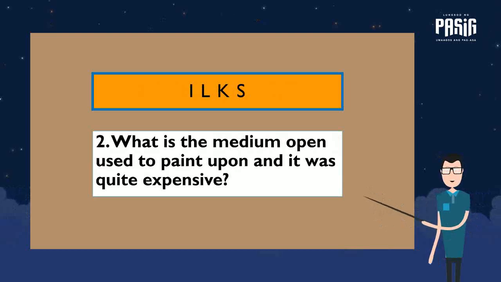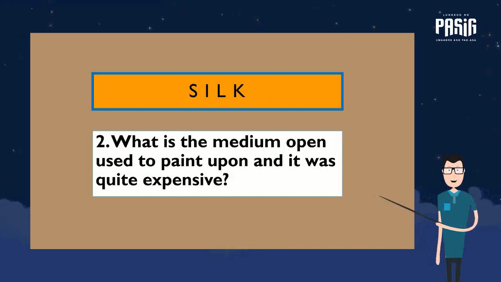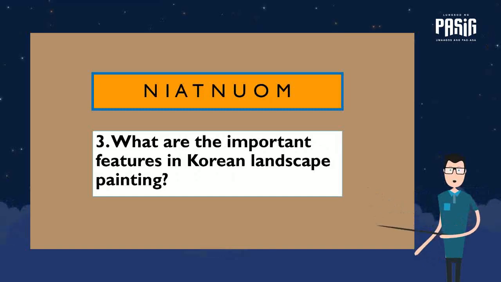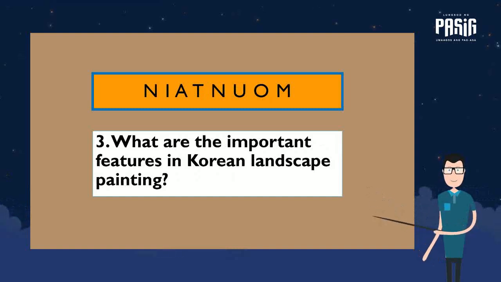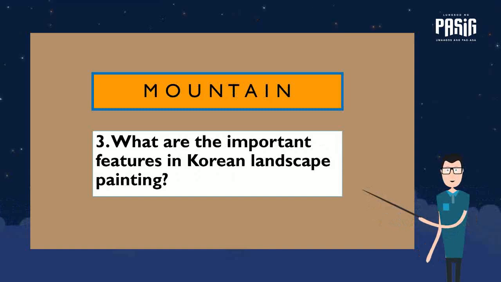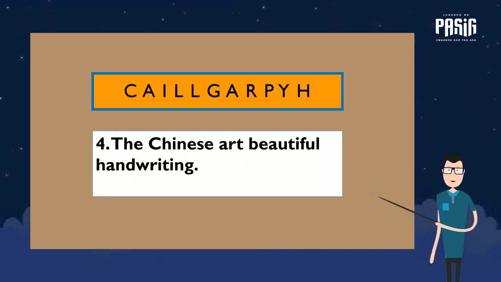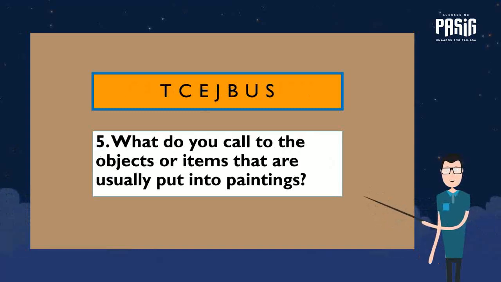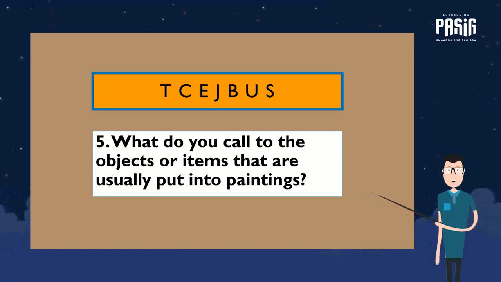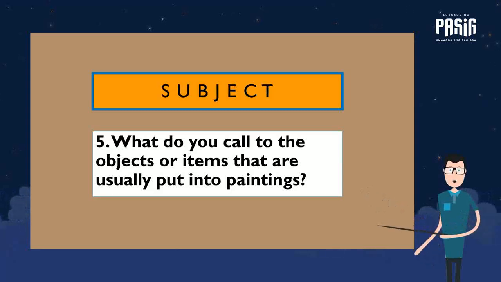Let's have number 2. The answer is silk. Very good. Let's have number 3. Your answer is correct. That is mountain. Let's have number 4. The correct answer is calligraphy. Very good. And our last item, number 5. The answer is subject. Very good.